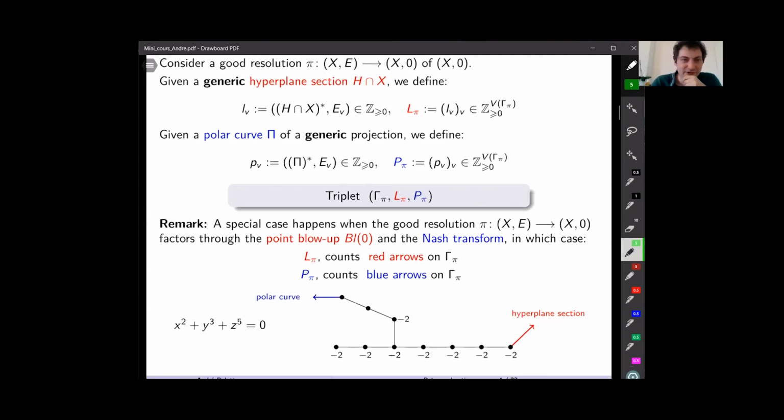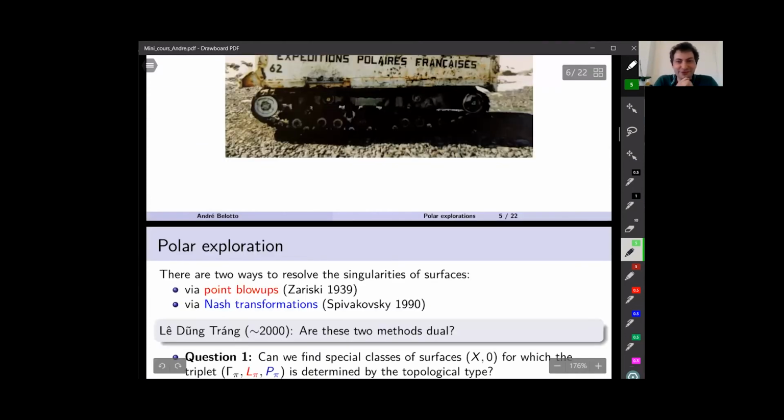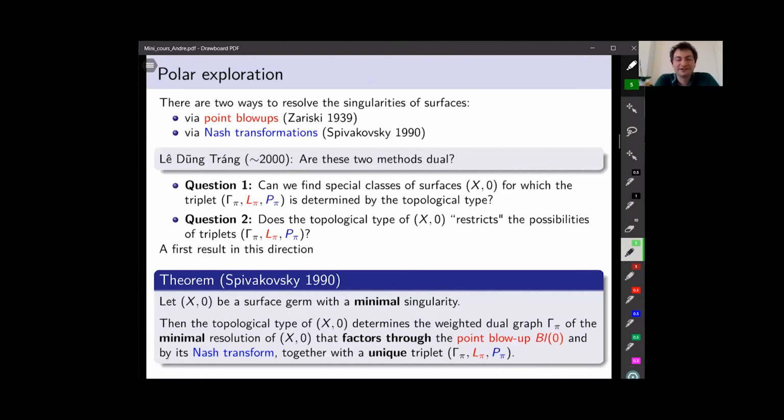So now let's jump into the polar exploration. Let's start our part now. What is the motivation behind it? Where does it come from? We know that there are two ways to resolve singularities of surfaces. There is a classical result of Zariski that you can do it via point blowings up and normalization, and the result of Spivakovsky, almost 50 years afterwards, via Nash transforms and normalizations. We recall that point blowings up are related to hyperplane sections in some way, and the Nash transforms are related to the polar curves that we just saw.